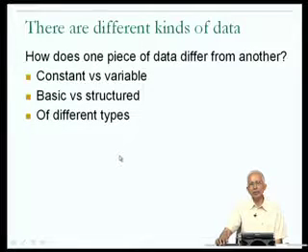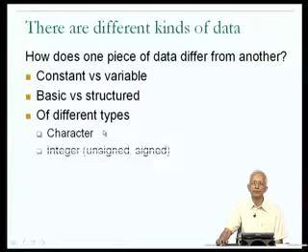Now another way in which different data can differ is that data could be of different types. For example, I could have a variable x which is of type integer. I could have another variable y which is of type float, another variable z which is of type character. These are different types. We understand more or less what it means to be of a different type, and we know examples of the different types: character, integer, unsigned or signed, and real.